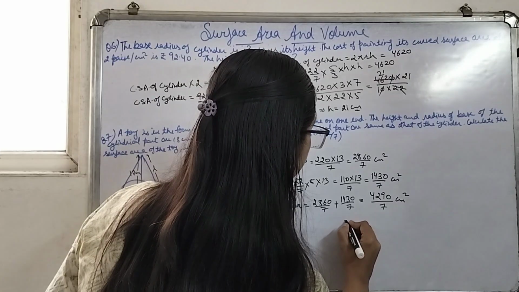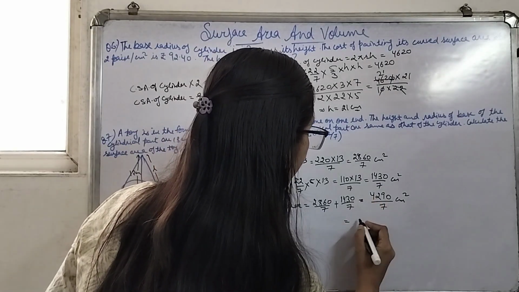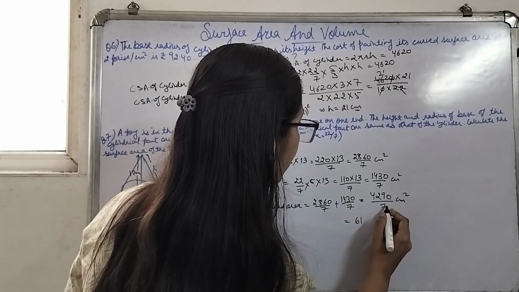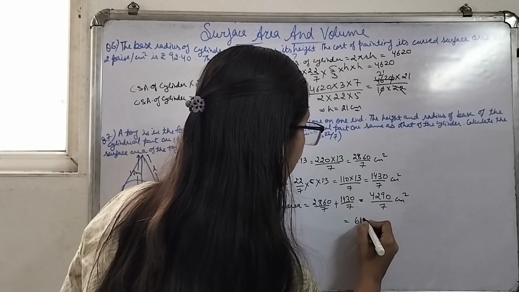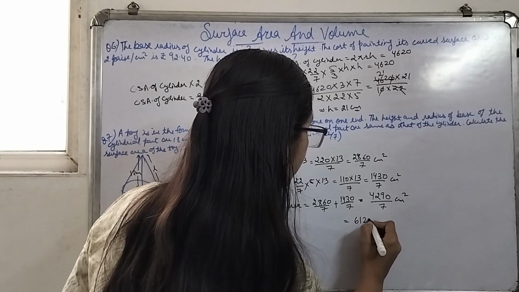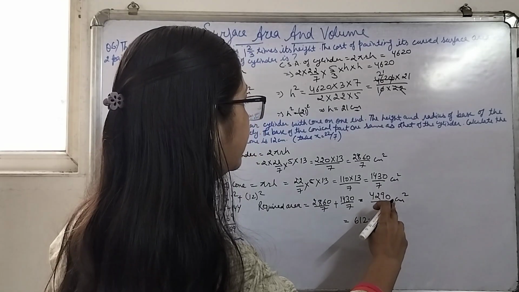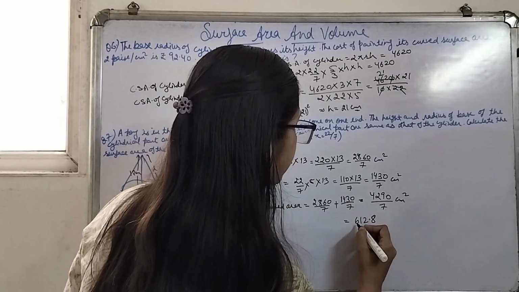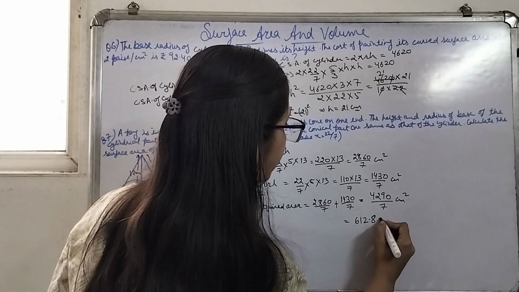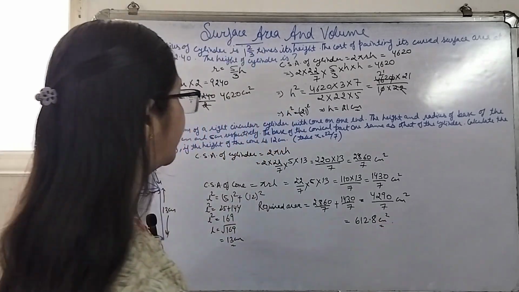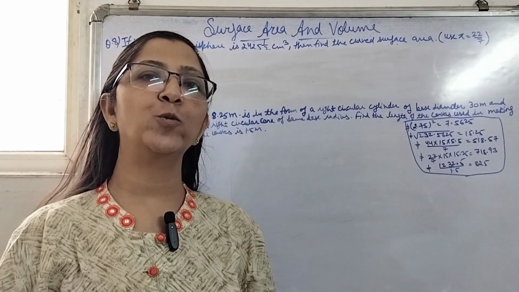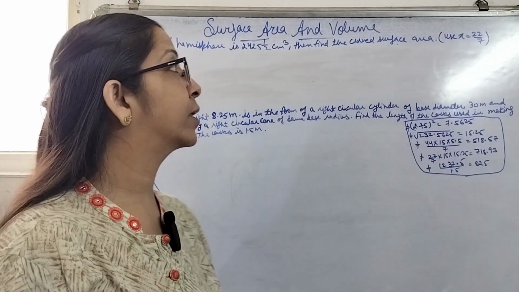Or if we solve it further, 7 6s are 42, 7 1s are 7, 2 carry over 20, 7 7s are 49... then 7 2s are 14, 14, then it is 6 carry over, 7 8s are 56, 8, something like 612.8 centimeter square will be the required area. Now let's see the last two questions from this chapter.